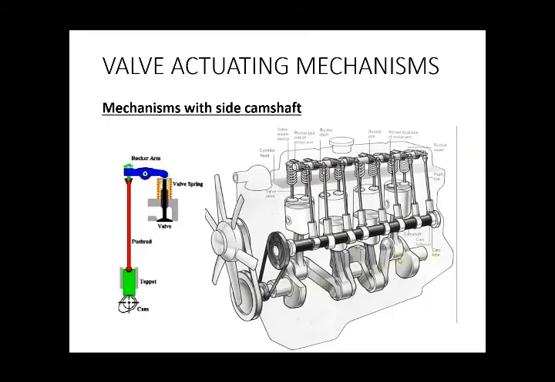This is the crankshaft, and from the crankshaft there is a belt that is attached to the camshaft through a pulley. The diameter ratio of the pulleys is such that the camshaft rotates at half the rotational speed of the crankshaft. So here you can see the cams that are mounted on the camshaft.